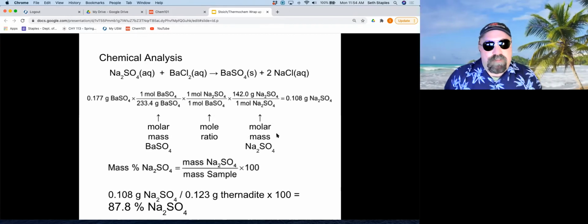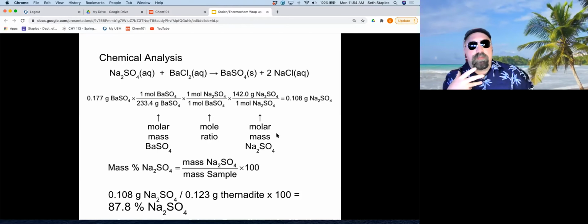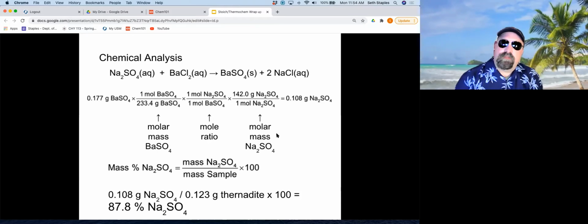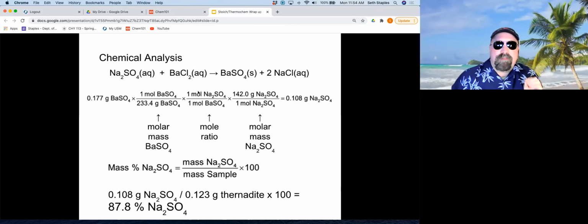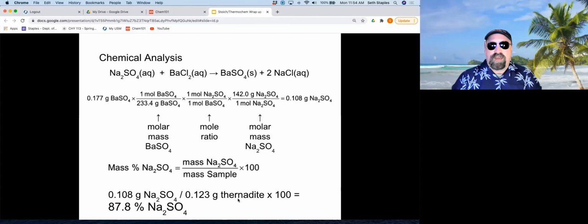We looked at a few different types of chemical analysis, and so ways that we can use stoichiometric principles to analyze various samples of compounds. In this example of a gravimetric analysis, we had a mineral sample of thernodite. We had 0.123 grams of thernodite in this example. What we wanted to find was the percent of that thernodite that was made up of sodium sulfate. And so we dissolved it.